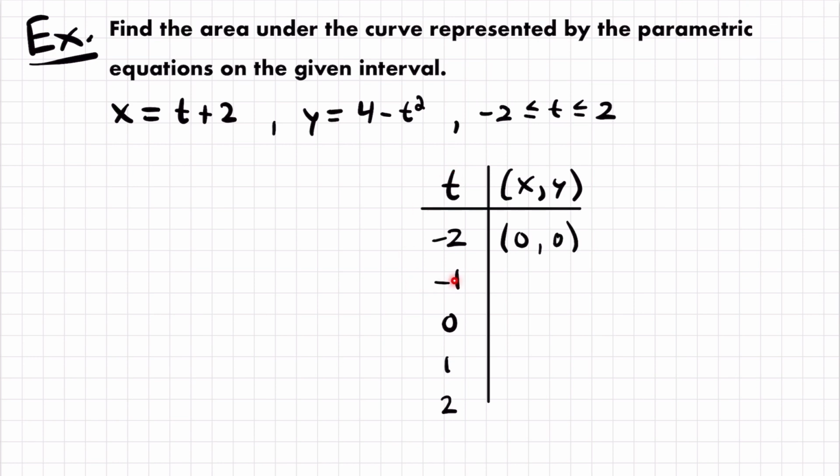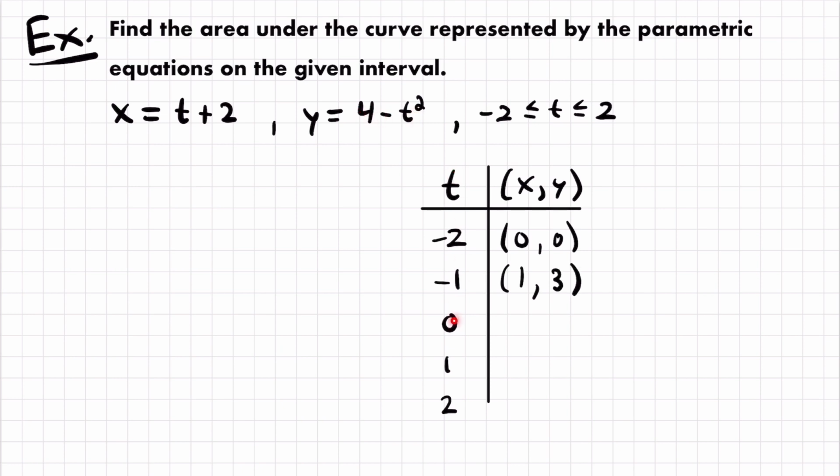Then let's look at t equals -1. For x, we'll have -1 plus 2. That will be +1. So our x coordinate is 1. And then for y, that will be equal to 4 minus -1 squared. And -1 squared is +1, so we have 4 minus 1, which is 3. So our y coordinate is 3.